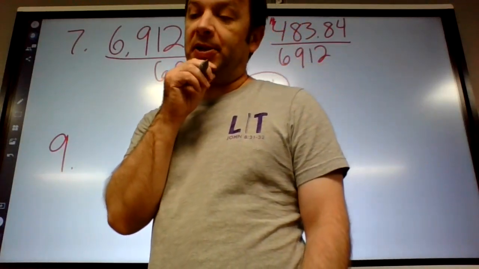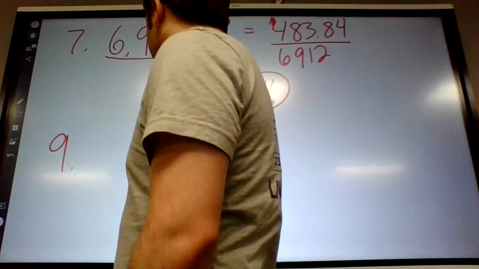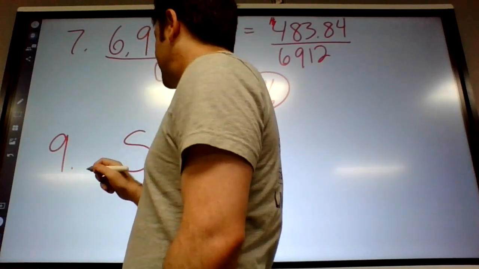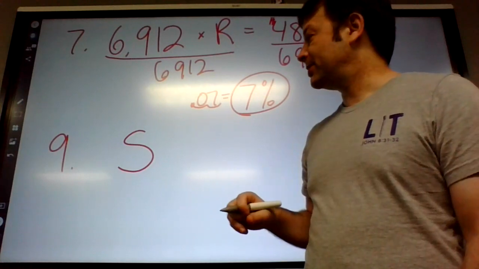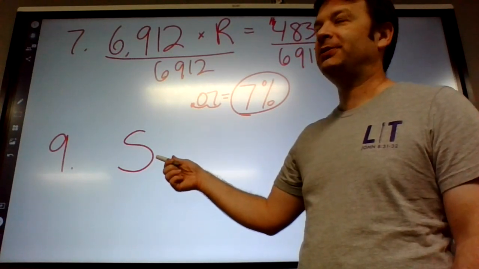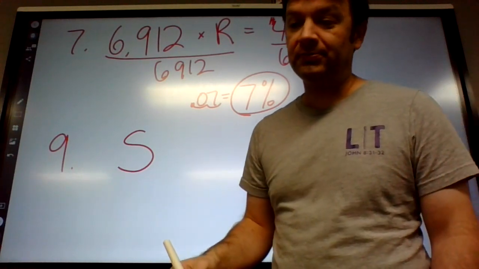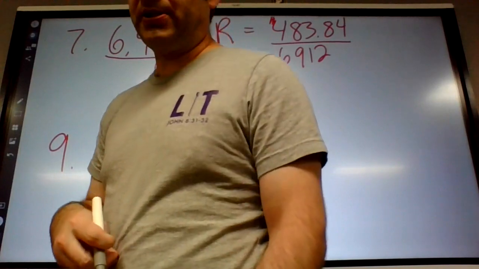Okay, number 9, this time we don't know what they sold the item for. So I'll call that S for sales. S might not be the best letter to use because you guys know why this is not a great letter to use. It looks like a 5, but I'm doing it anyway because I'm a rebel.